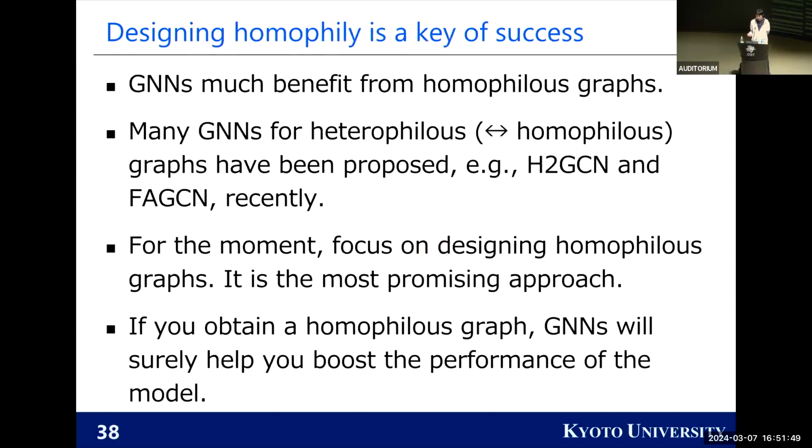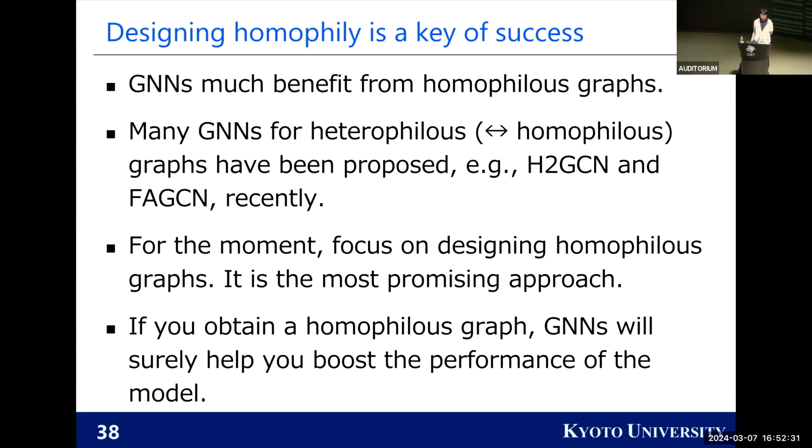So we can say that GNNs benefit much from homophilous graphs. And this is the key to the success of GNNs. And yeah, it is worth mentioning that recently many GNNs for heterophilous graphs, which means graphs that do not show homophilous properties, have been proposed, like H2GCN and FAGCN and so on. And indeed, these GNNs show promising performance, especially H2GCN performs better than standard GNNs, both on heterophilous and homophilous graphs. So such GNNs are very promising.